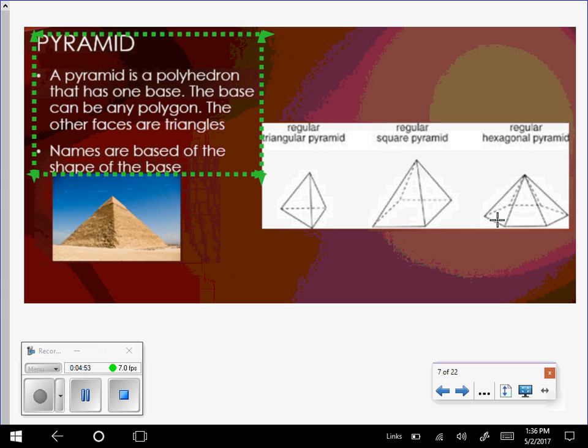And all of the other faces are triangles. So you see that in the square pyramid here. You see that with the hexagonal pyramid and the triangular pyramid. So you have a bunch of triangles that make up that pyramid.